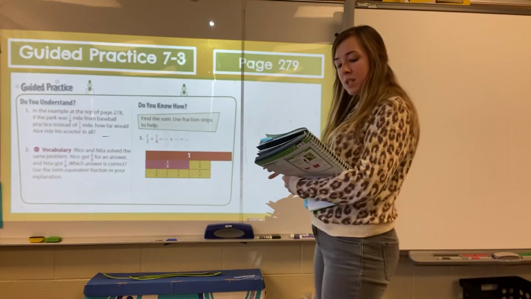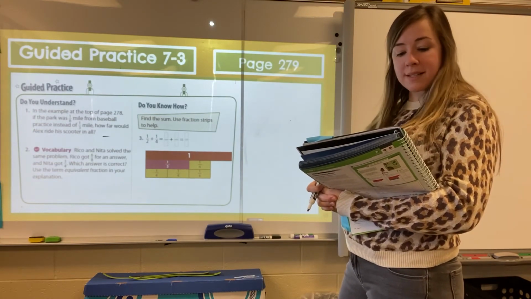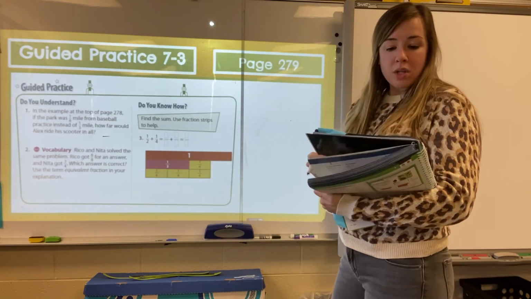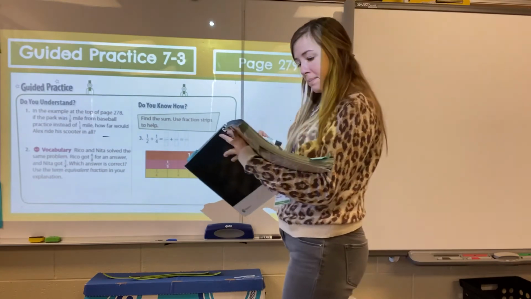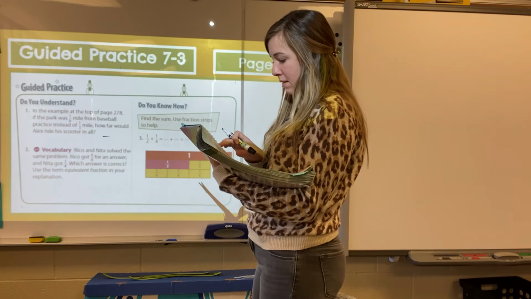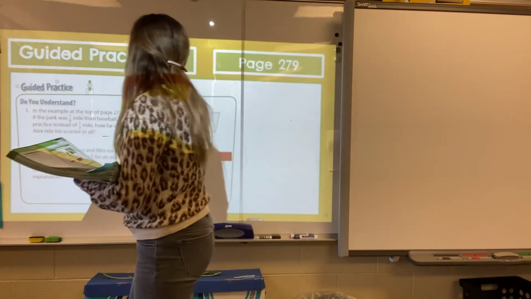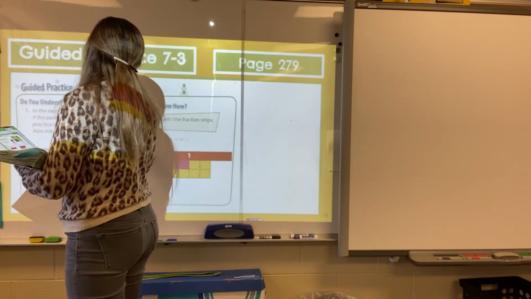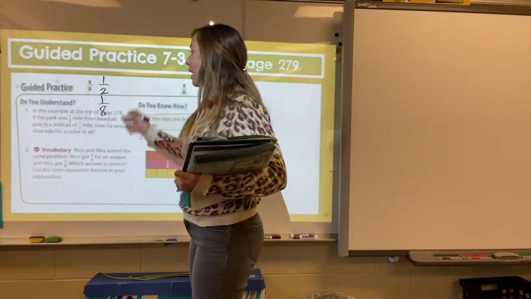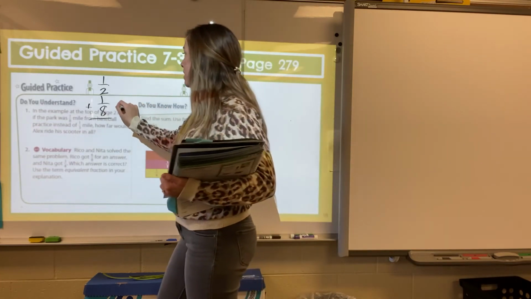Okay, so in the example that we just did on the last slide, if the park was 1/8 of a mile from the baseball practice instead of 1/3, how far would Alex ride his scooter in all? So if I look back at that map, the park is 1/8 from the, so we had 1/2 and 1/8 as our new problem. Okay, and so what I'm going to do here is I still have to add them together. I'm going to do the same steps, but I need to find a common denominator again.